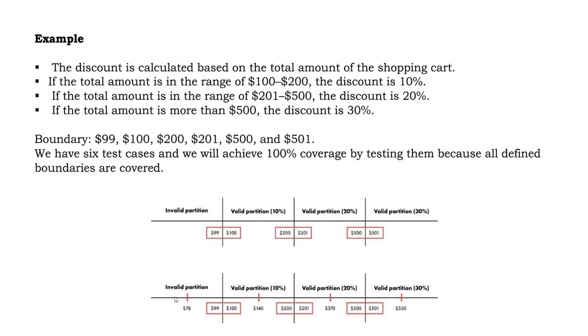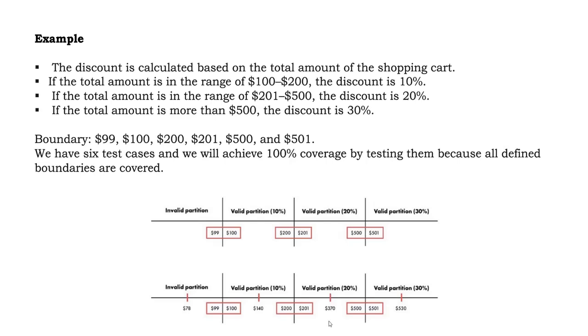If it is 78, then it is not even considered. And the boundary value is 99. Here, 140, there also a 10% discount should be applied. So here we test the boundaries as well as within the range, one value or some of the values within that range. So this is what boundary value analysis is. Till now we saw two different testing techniques: one is equivalence partitioning and another is boundary value analysis.